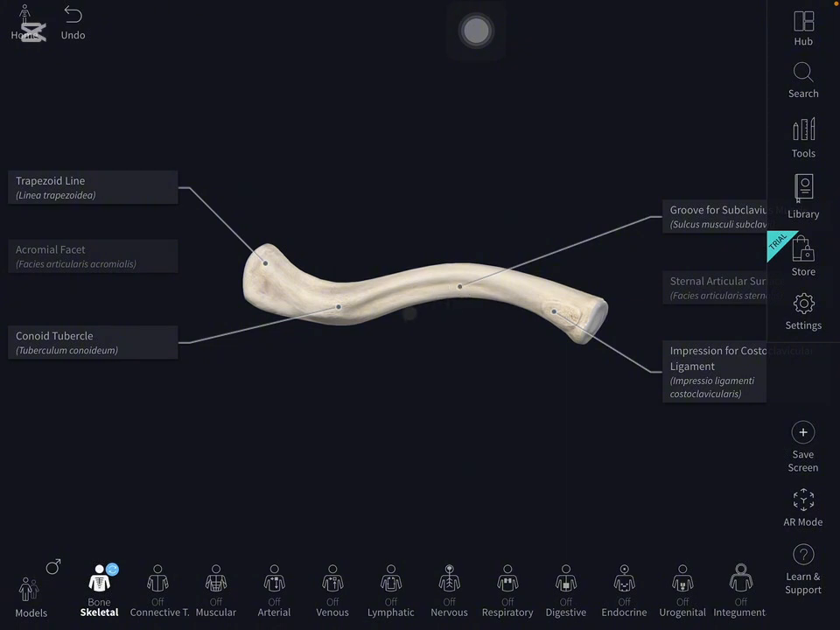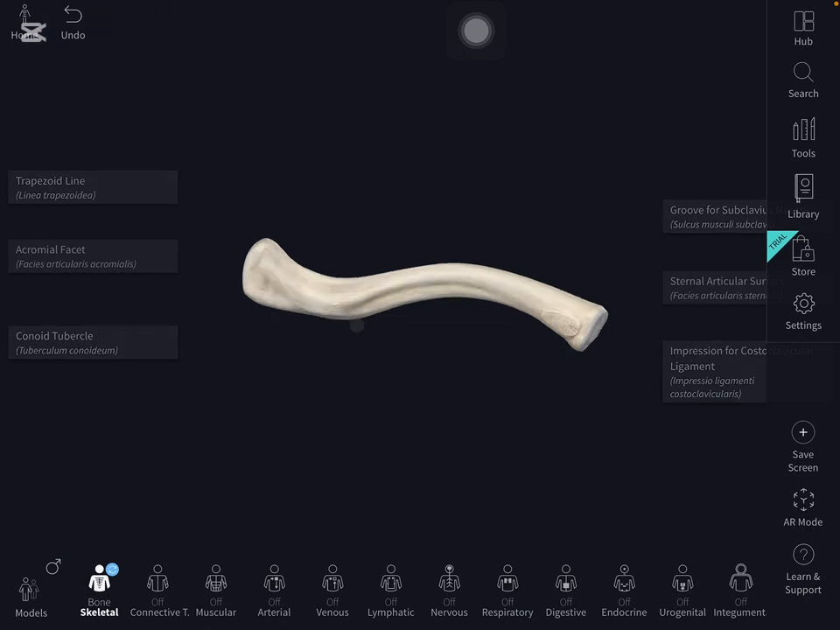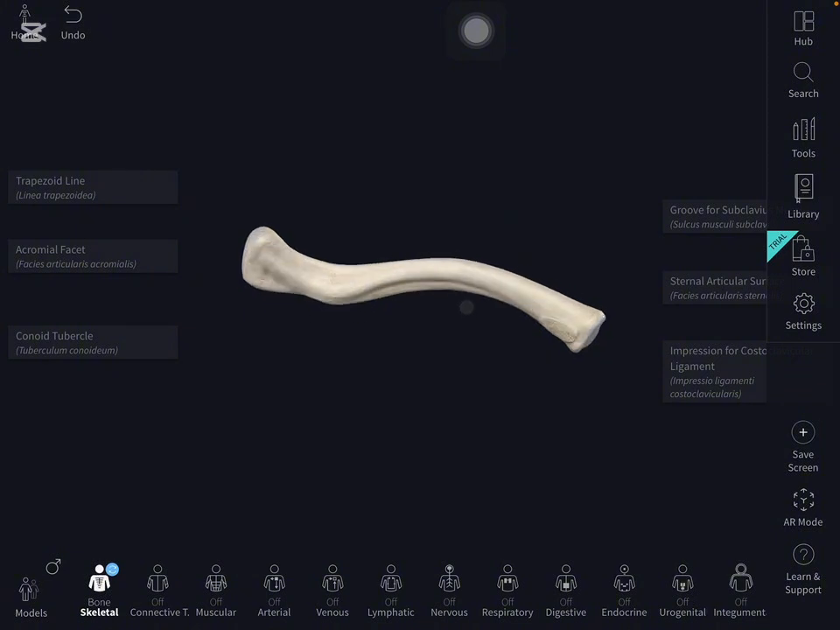with the clavicle arbitrarily divided into thirds. Here, 15% of fractures occur in the lateral third, the greater percent, around 80%, occurs in the middle third, and only 5% occurs in the medial third.